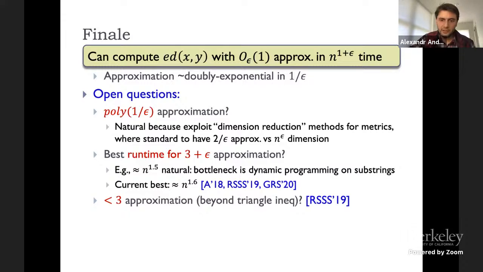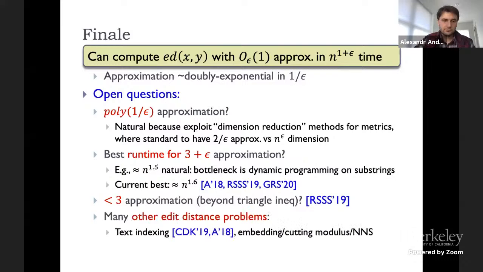Another question is, can we get below this approximation of 3, going beyond using just the triangle inequality? There are some results where, in some regimes, you can do this. And of course, can we get constant approximation for many other distance problems that we care about, like text indexing, nearest neighbor search, or metric embeddings? That would be very cool if we could do that. Thank you, and sorry for running over.